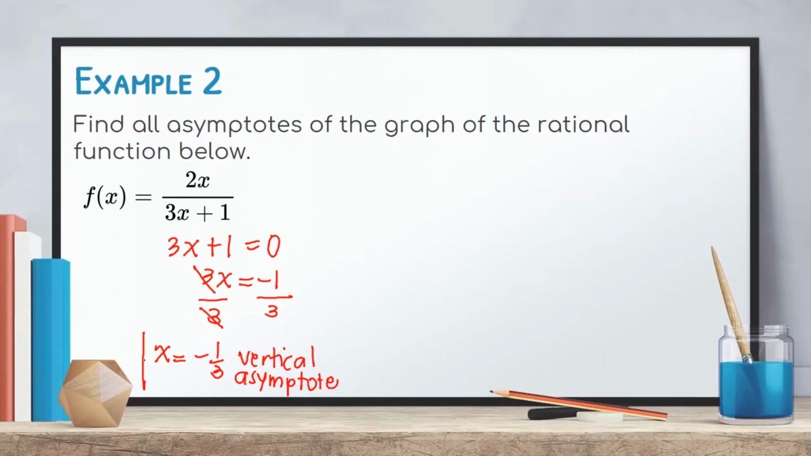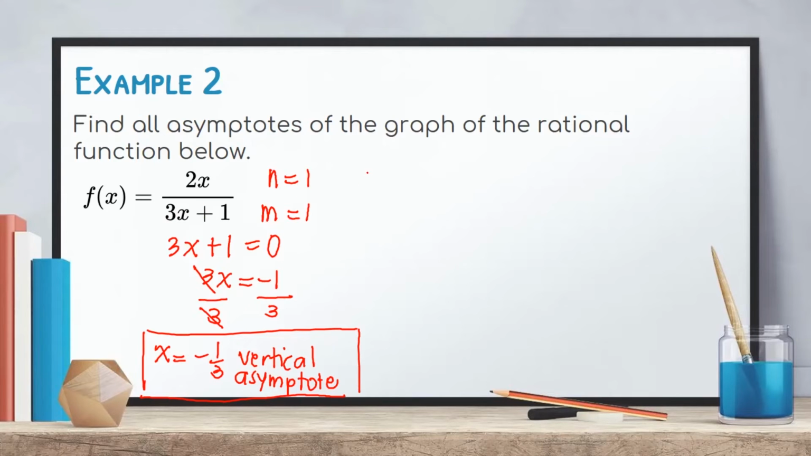On the other hand, notice that the highest exponent of the variable of the numerator is 1. So therefore, n is equal to 1. And the highest exponent of the denominator is also equal to 1.